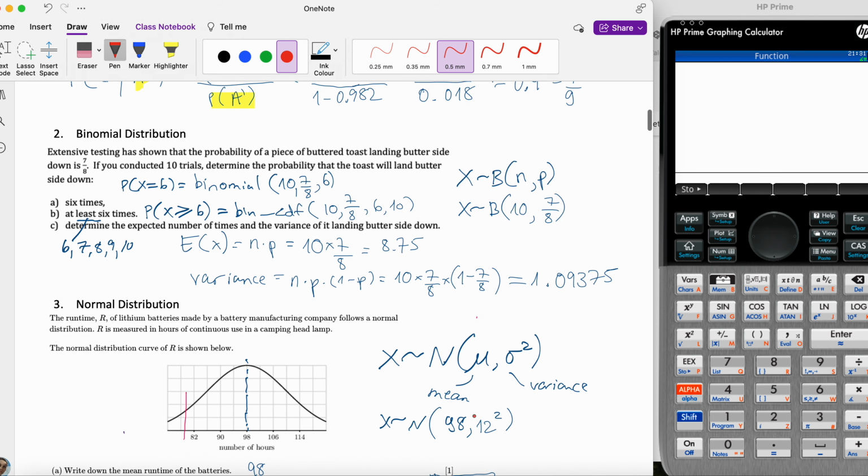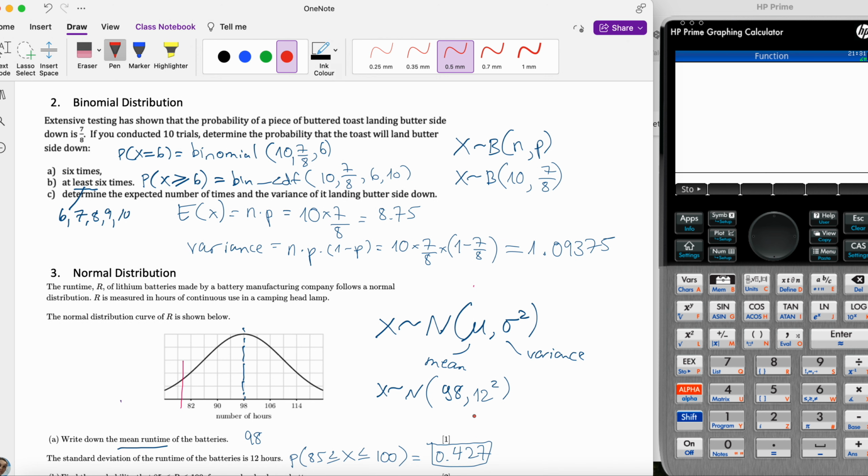Okay, so remember there were all these different probability distributions, so let's revise those. Okay, binomial. Extensive testing has shown that the probability of a piece of buttered toast landing butter side down is 7/8. If you conducted 10 trials, determine the probability that the toast will land butter side down. Okay, what makes this binomial? Remember, binomial deals with discrete variables. So it's like the number of shots that you took, and your probability stays the same. So you have the same probability of an outcome from one trial to the next, and they're independent.